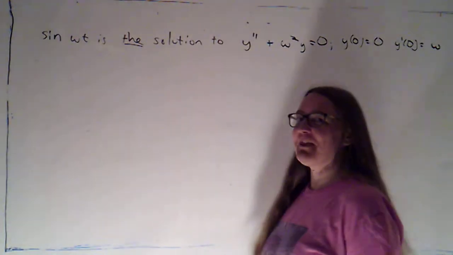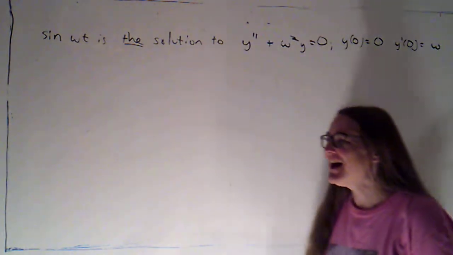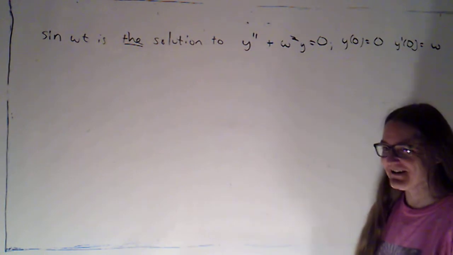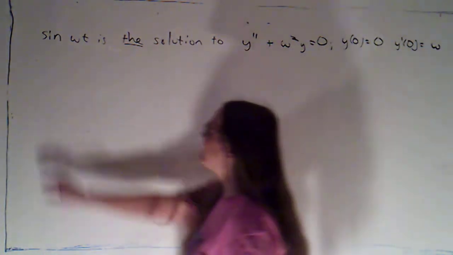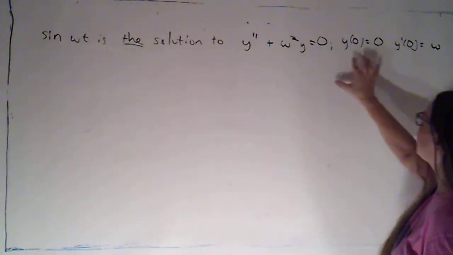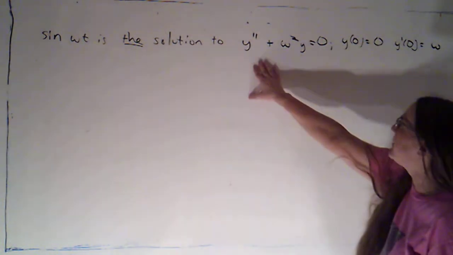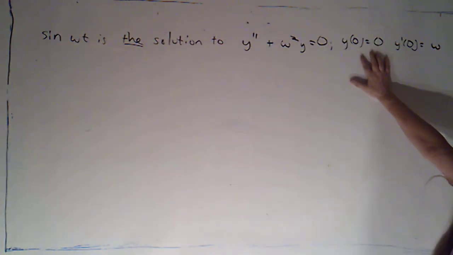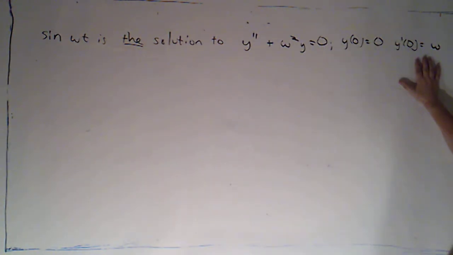I'm now going to take a look at the fourth way that we have of deriving the Laplace transform of sine omega t and cosine omega t. And this just takes advantage of the fact that sine omega t is the unique solution to this initial value problem: y double prime plus omega squared y equals 0, with the initial conditions that y of 0 is 0 and y prime of 0 is omega.